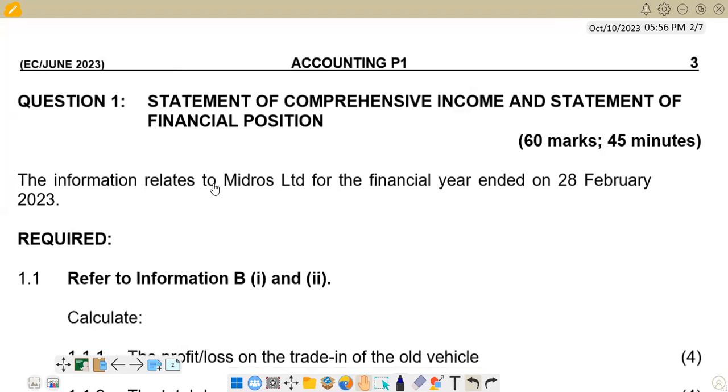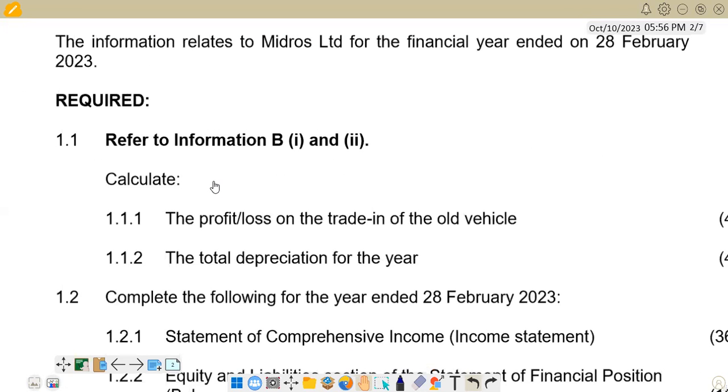We are given 1.1. When we go to 1.1.1, it is asking for the calculation of the profit or loss on the trade-in of the old vehicle. 1.1.2 is the total depreciation for the year, and if you go to 1.2, it says complete the following for the year ended 28th February 2023.